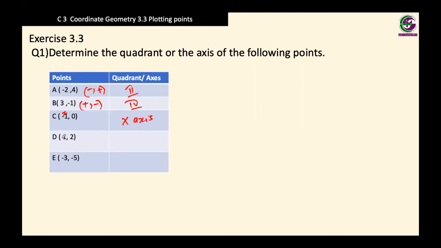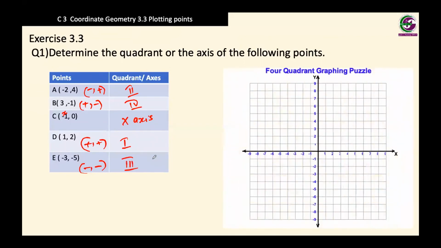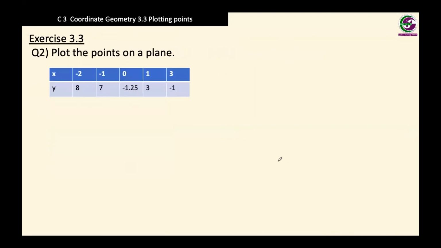Very easy. Both are positive, so it is first quadrant. Both are negative, so it is third quadrant. We can figure it out from here. For example, -1, 0. -1, 0 is here, so it is x-axis. -3, -5 is here, which is third quadrant. You know all the details.